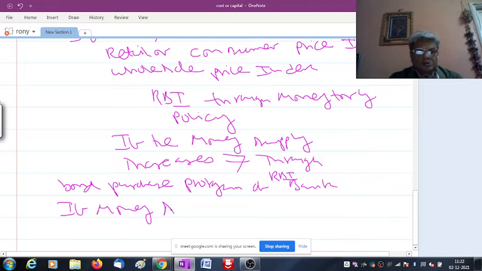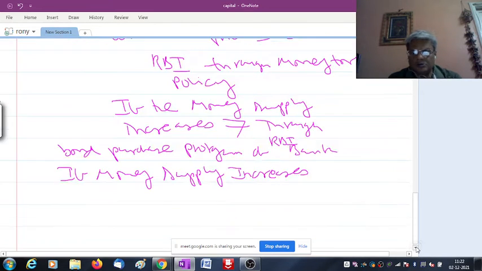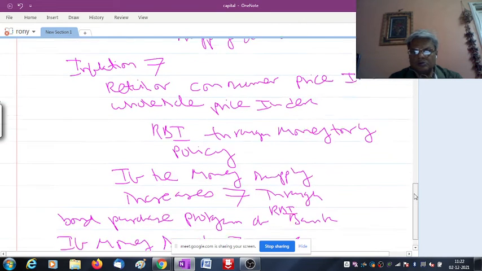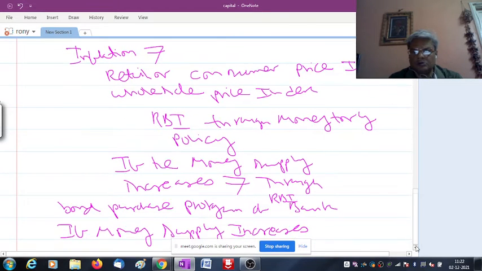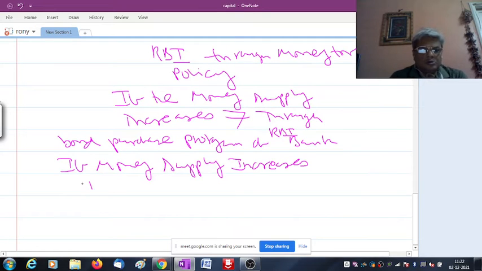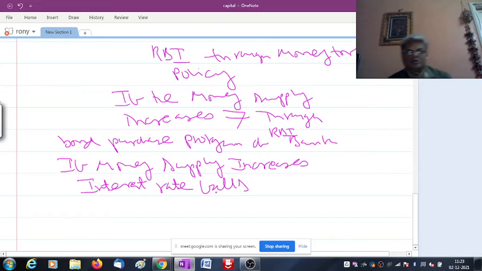If money supply increases, interest rate falls. Got it? If money supply increases, interest rate falls. Yes, sir. Because if there is plenty of money supply, nobody will give you a higher interest rate to avail the fund. Okay.